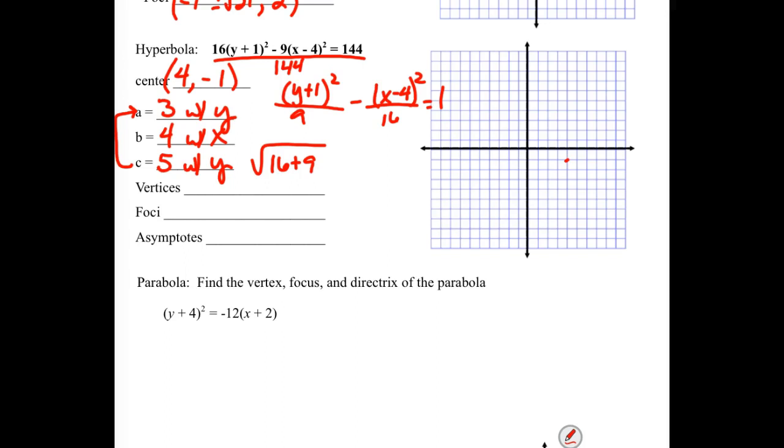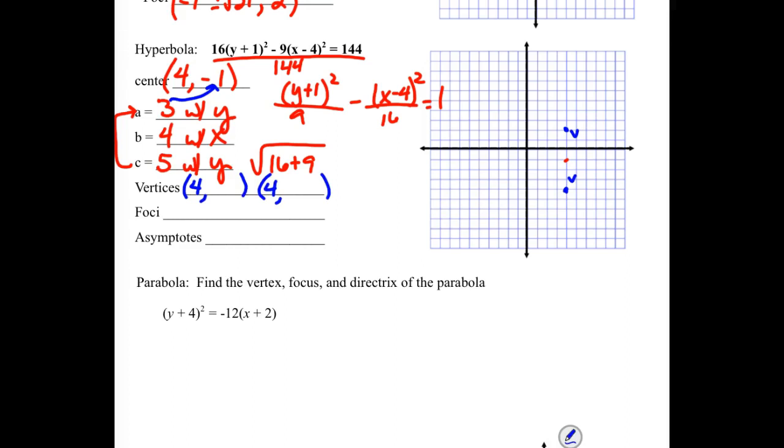We said we want to go 3 spaces in the y direction. Those are the vertices. What are the coordinates of those vertices? We are adding and subtracting 3 to our y-coordinate. So adding 3 gets us 2, subtracting 3, -4. Okay? Then, what do we do with the b? How do we use b? We need to make the box.